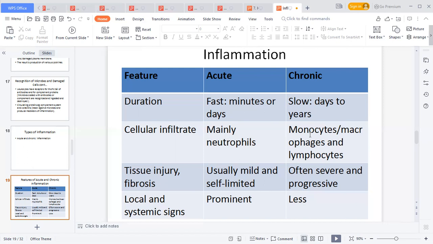The monocytes, macrophages, and lymphocytes will take long, like I said. There are few monocytes in the blood, so for them to reach the tissue, develop and everything, they take time.